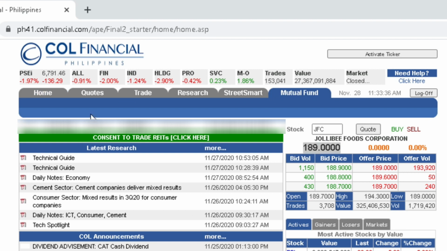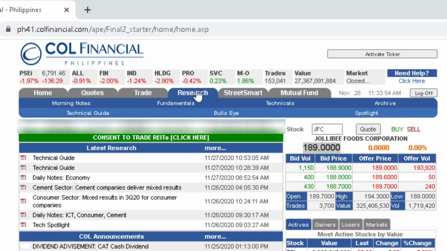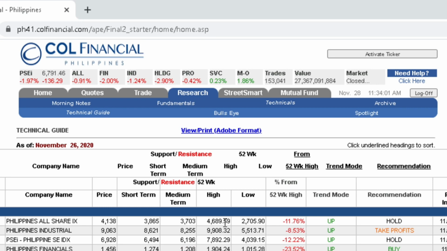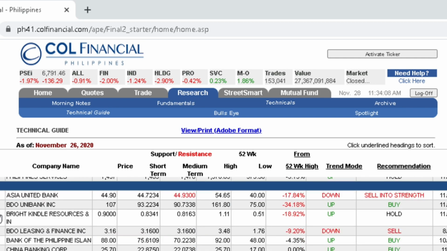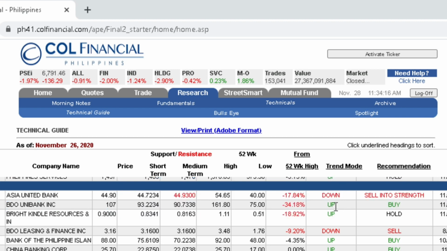Now, si COL, ang gagawin niya, it provides, sabi nga kanina, di ba, dahil siya yung broker eh. So, they will provide you the information that you need para makapag-trade ka, malaman mo kung saan ka dapat mag-trade. For example, there is a technical guide here, or pwede mo rin siyang makita here sa research and then technical guide. Dyan ka pwedeng tumingin ng mga situation ng mga companies. For example, here are the banks. Ito si BDO, AUB. If you're going to see, sabi dito, ang trend niya ay pataas. Pataas ang stocks ni BDO, so ang advice niya is for you to buy. Kasi pataas siya. For example, si BDO Leasing and Finance, pababa siya, so ang advice niya ay to sell.